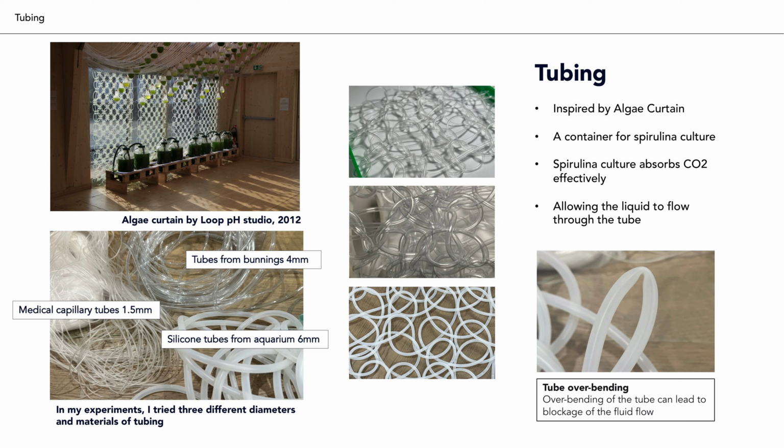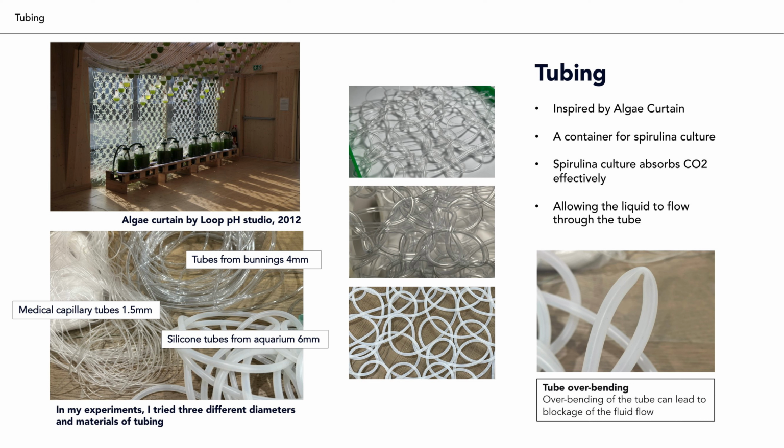During the week 4 lecture, I found inspiration from the algae curtain by Loop PH Studio. It has the potential to incorporate spirulina through a tube. Spirulina has excellent CO2 absorption properties, and I believe it could serve as a functional wearable CO2 capture device. Initially, I tried to crochet the tube in my sample, but it didn't work well as the bending of the silicone tube would cause the flow to be blocked.